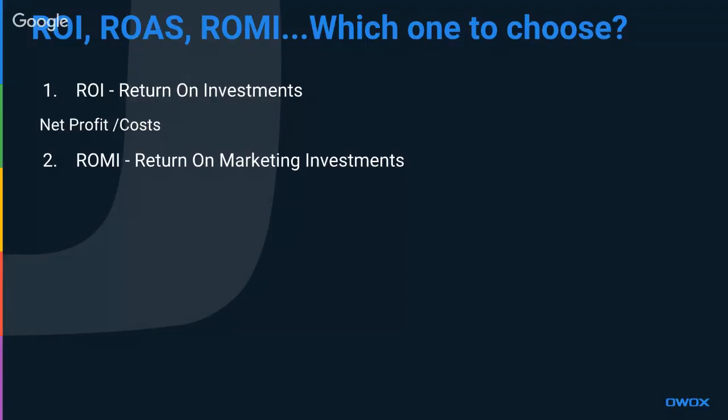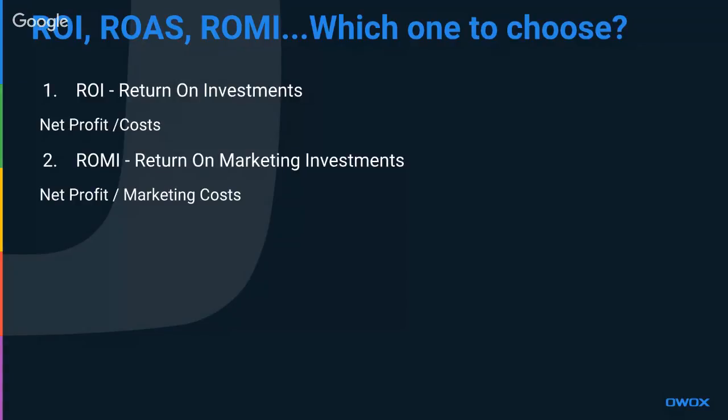The ROI target is to answer the question of whether the returns justify the investments. And it shows general results, unlike the ROMI. So ROMI tells you how much cash flow you generate for every dollar you spend on marketing. And we can conclude that ROI gives you a general understanding of the financial situation, while the ROMI is only about marketing.